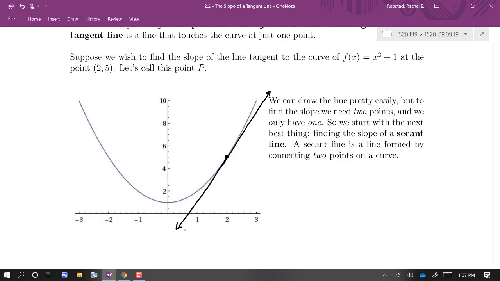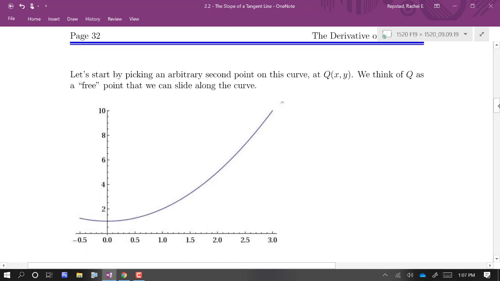The reason is that usually to find the slope of a line, we need 2 points, and we have only 1 point. So here's what we're going to do: choose a different line to look at first. I've zoomed in on the same curve in the first quadrant. Here's the point (2, 5), which I'm going to call point P. I'm going to make a different line by picking another point on the curve, and I'll call this point Q.